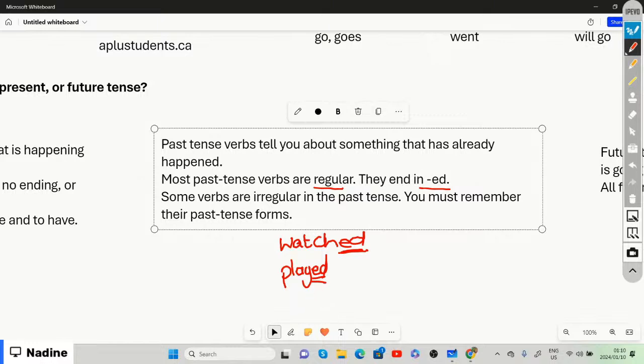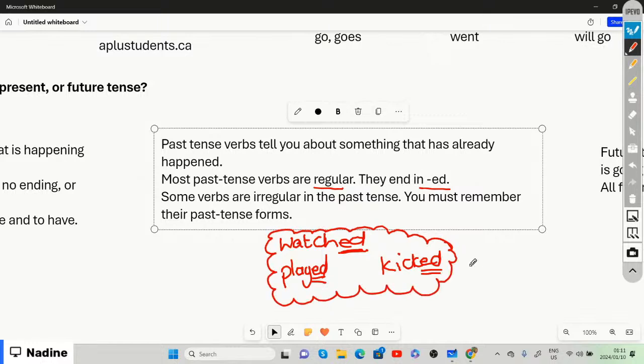Now I kick the ball. Last week I kicked the ball. Right? So these are regular verbs. These are verbs that are regular, and they basically follow the rule where you just need to end it in ed.